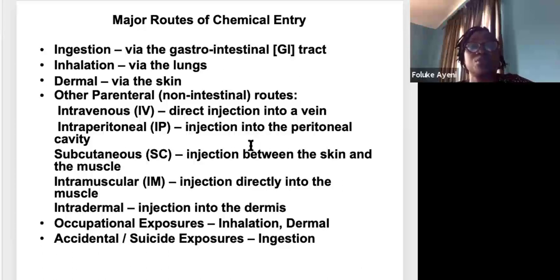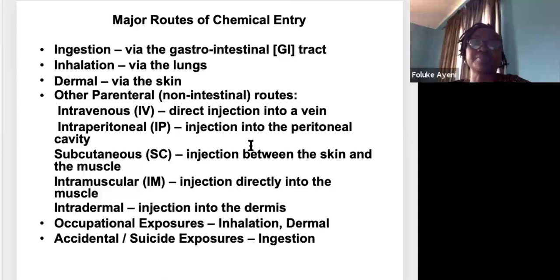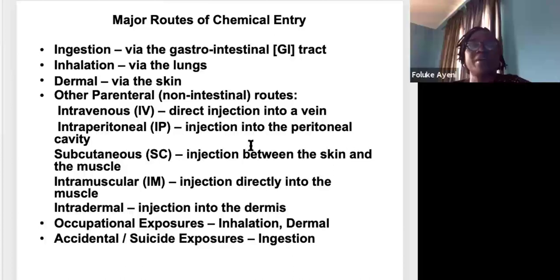Okay, oral routes, that's through the mouth, via the GI tract. Inhalation through the lungs. Dermal exposure via the skin. We have parenteral exposures. And under parenteral exposures, parenteral means to be injected, okay? There are different ways where you can have substances or medications being injected into the body, either for medicinal or adverse effects, since we are talking about toxicology.